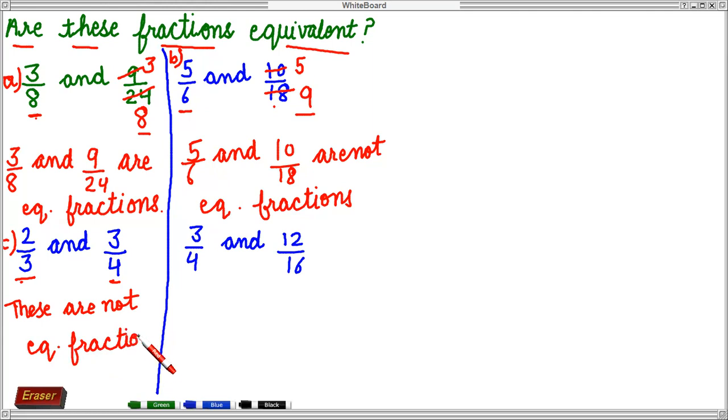Now the last one, 3 by 4 and 12 by 16. 3 by 4, is there any table in which 3 and 4 both will come? The answer is no. So this is the simplified version. And 12 by 16, is there any table in which 12 and 16 both will come? Yes, it is the table of 4. 4 times 3 is 12. 4 times 4 is 16. So 3 by 4, here also 3 by 4. So the given fractions are equivalent fractions.